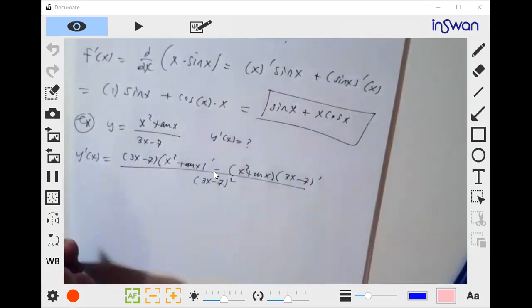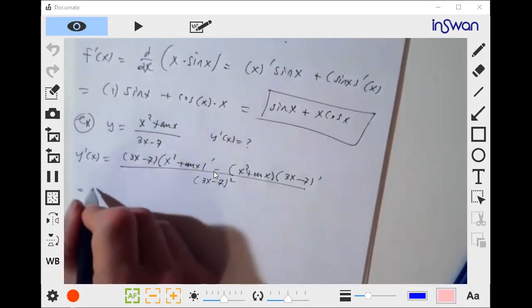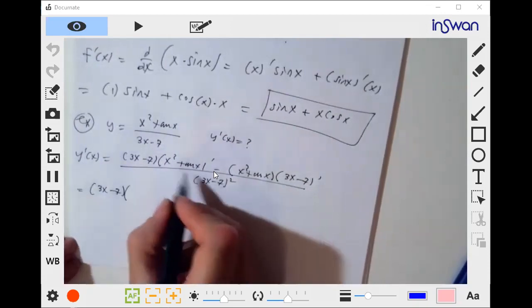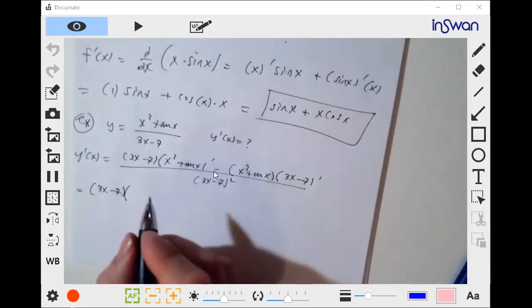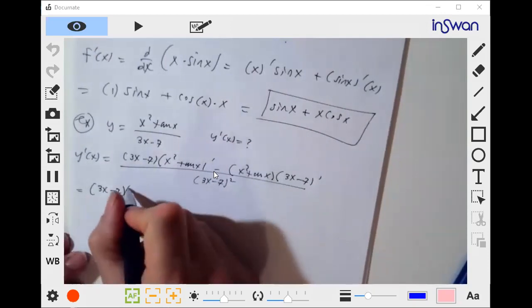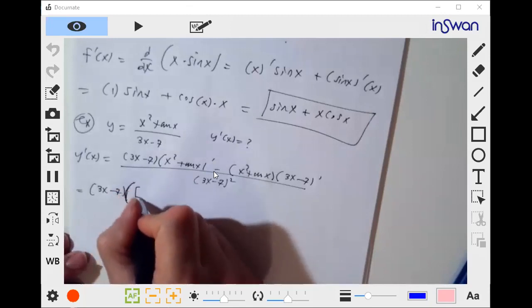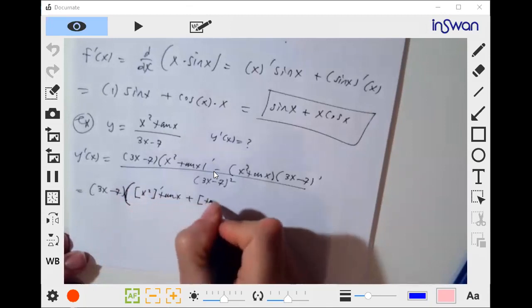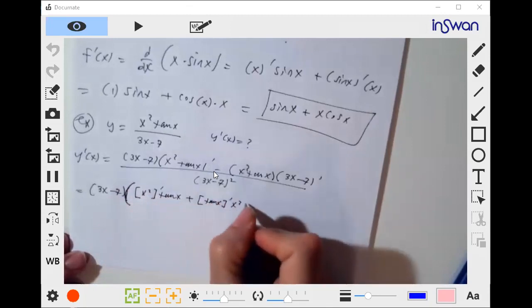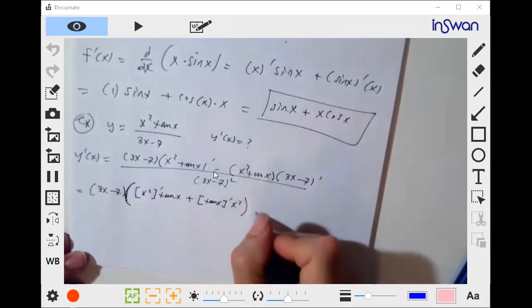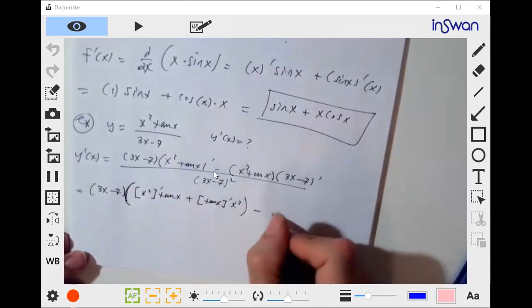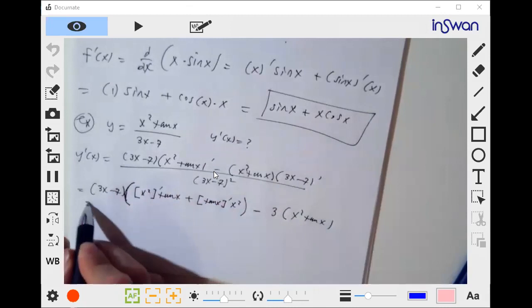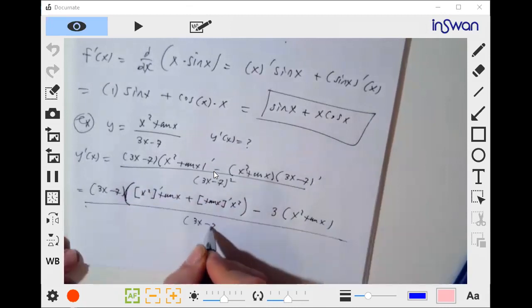Okay, so this ends up becoming 3x minus 7 times, now this is a product of two functions, right? X squared times tangent of x. So now we have to do the product rule for them. So then this breaks down to something even further. This becomes x squared prime tangent of x plus tangent of x prime x squared, minus this thing reduces to just the 3 times x squared tangent of x, everything divided by 3x minus 7 quantity squared.